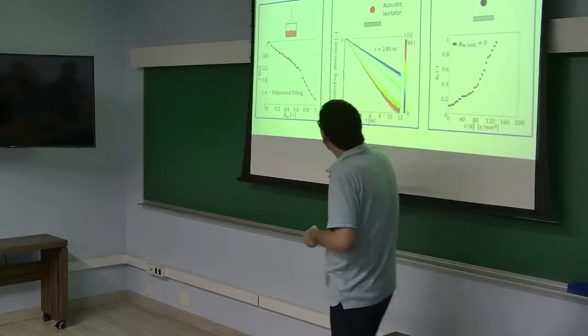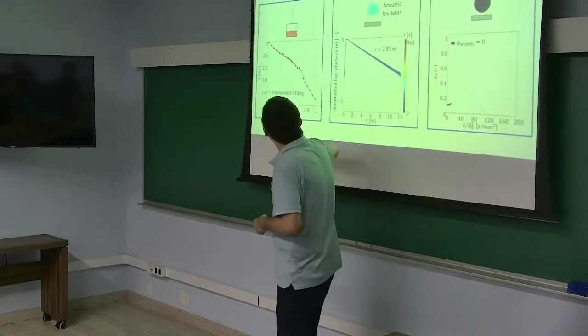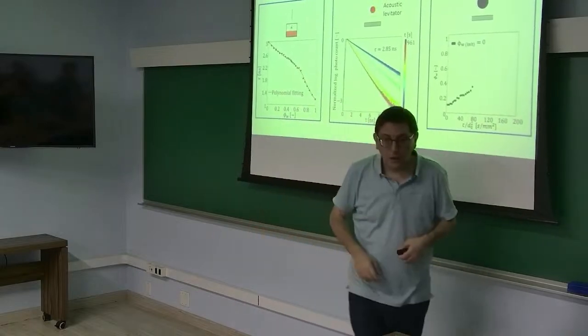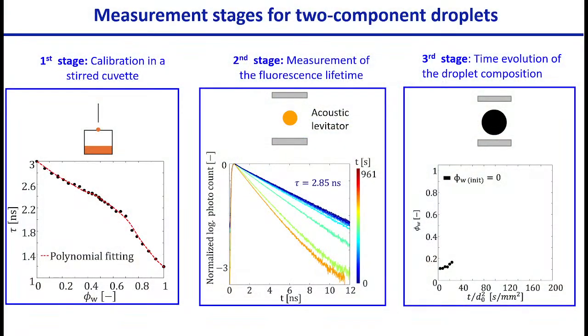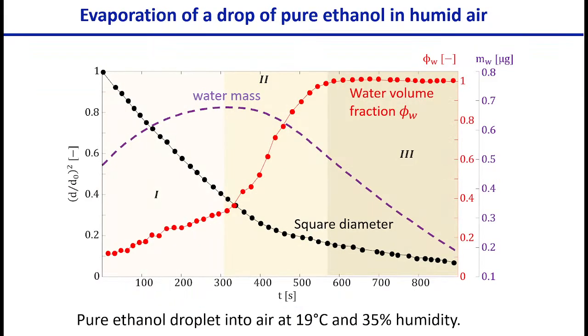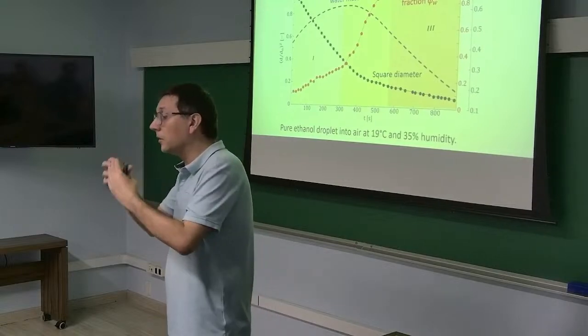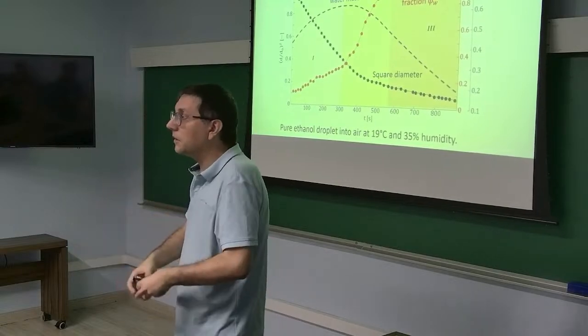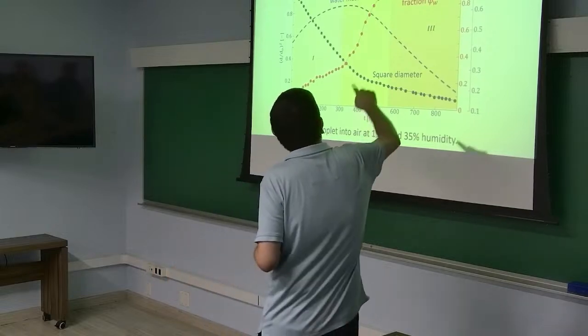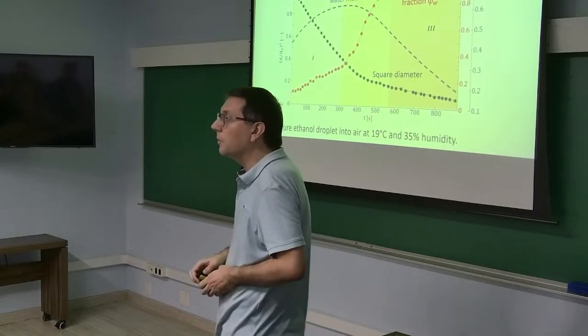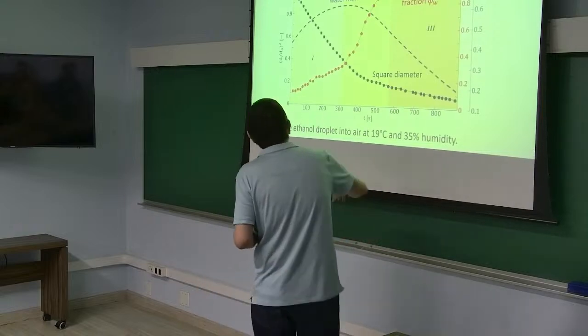And these values are converted into a volume fraction using the calibration curve that has been obtained in the first stage. And so here is the first example. It's the measurement of the composition of a pure ethanol droplet. So initially it was a pure ethanol droplet, but since it was placed in humid air, there was progressively some condensation occurring at the surface of the droplet, which has transformed progressively this droplet of ethanol into a pure water droplet. And this is what we observe here.